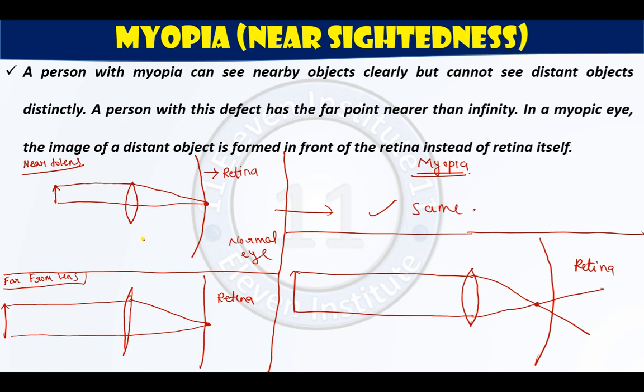In case of a normal eye, when I want to see an object which is far, the lens should become thin, or its curvature should decrease. So in case of a normal eye, if I can see a near object clearly, I can see a far object also clearly, because this lens is becoming thin. It is reducing its curvature, and hence previously also I was getting the image on the retina.